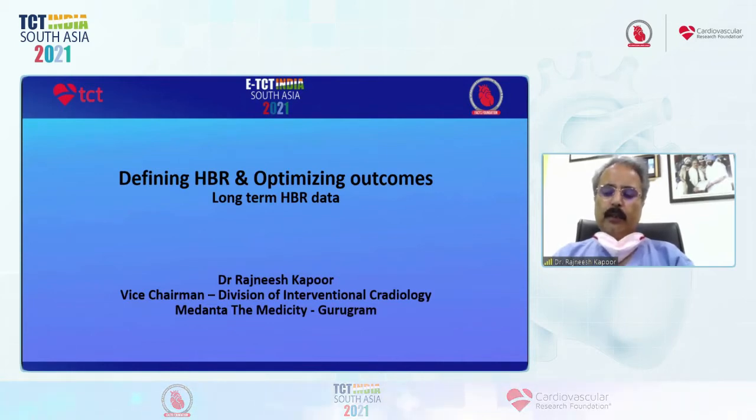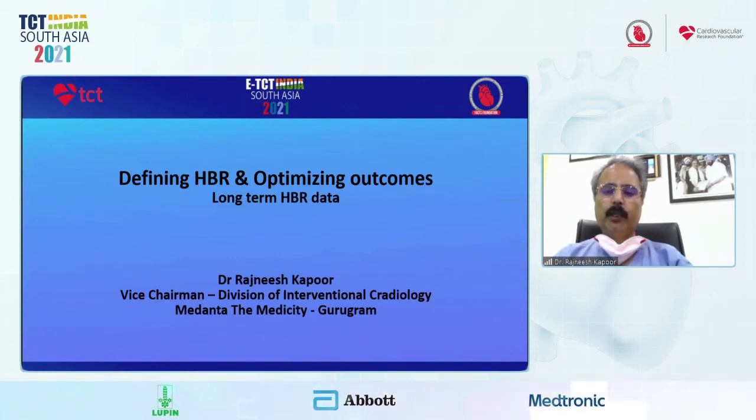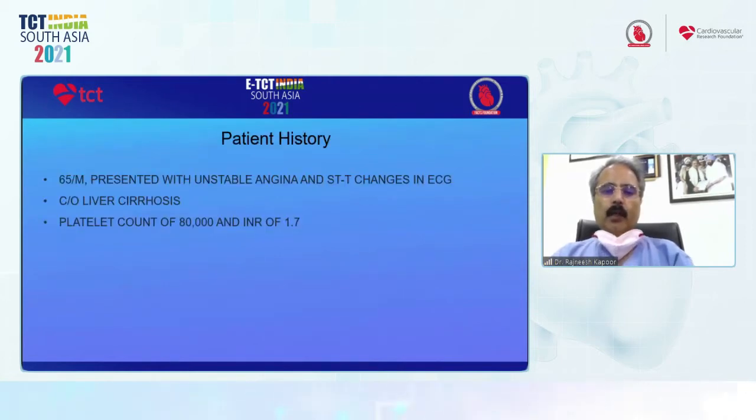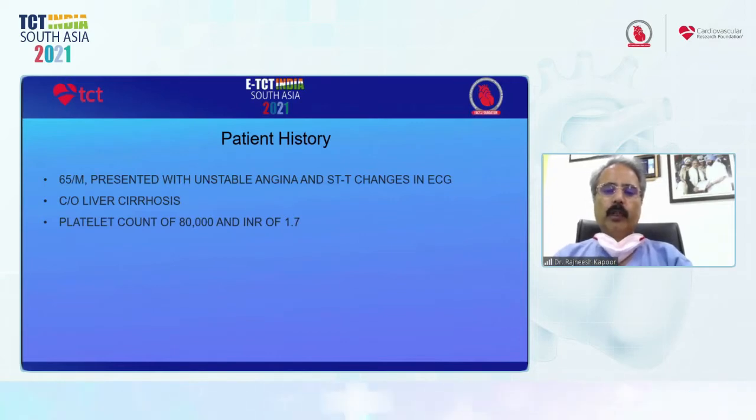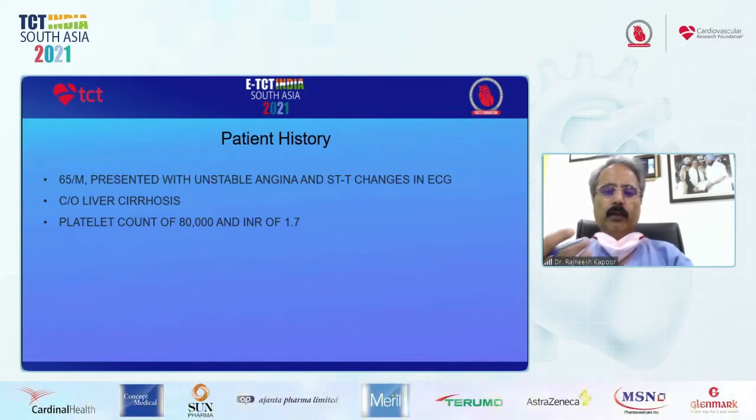So that is the topic which I am speaking upon: defining high bleeding risk and optimizing outcomes in patients of high bleeding risk. What is the data? So I'll start with the patient history. This is a real life scenario. I just did a patient a few days back, so from there only, I could see what's happening.